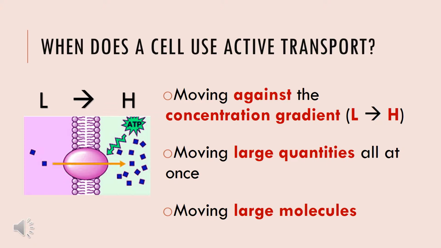We also use active transport if we're trying to move large quantities of molecules all at once. Say instead of letting a couple things trickle in at a time, we want to move a huge amount of them, like all 12 of those molecules, then we're going to use a little bit of energy to move those molecules into or out of the cell.